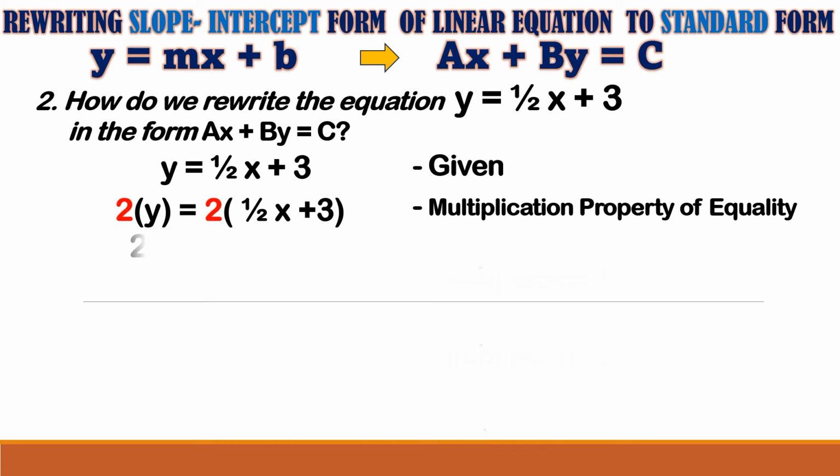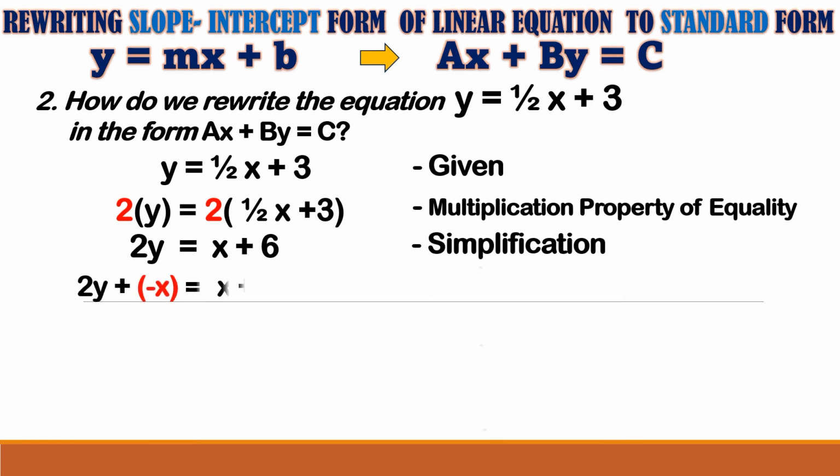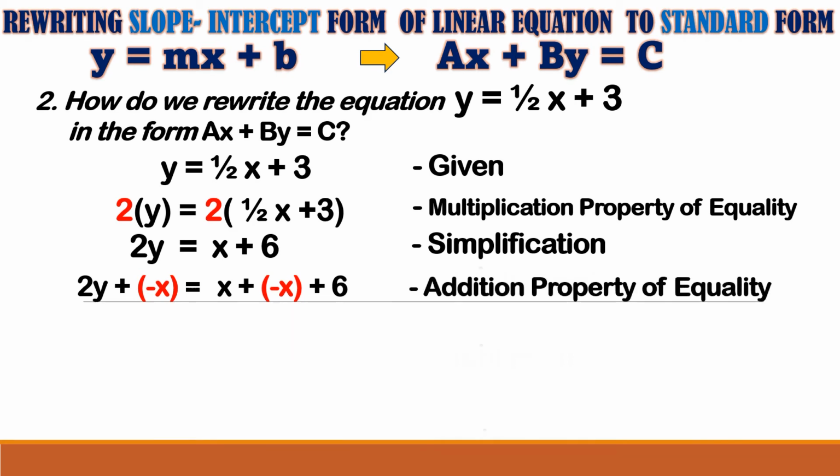So we have 2 times y is 2y, 2 times 1/2 x is x, and 2 times 3 is equal to 6 by simplification. And we're going to collect the xy terms on the left side of the equation and the constant to the right side of the equation. So we're going to apply the addition property of equality. So in here, we're going to add negative x to both sides of the equation. So we have 2y minus x is equal to 6. And by applying the commutative property, we have negative x plus 2y equals 6.